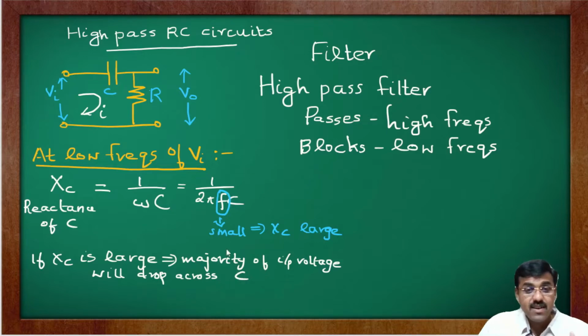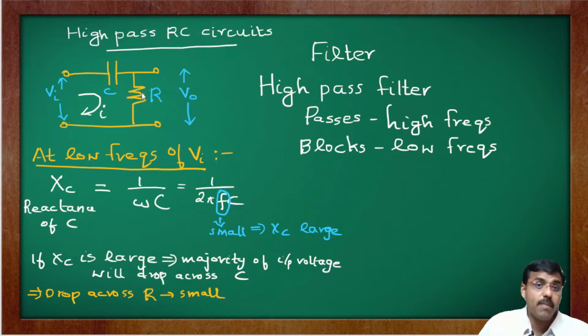That means the drop across the resistor will be small. What is the drop across the resistor? That is V0. That means V0 is very small, approximately equal to 0. It is blocking. If you apply low frequencies, V0 is approximately 0.